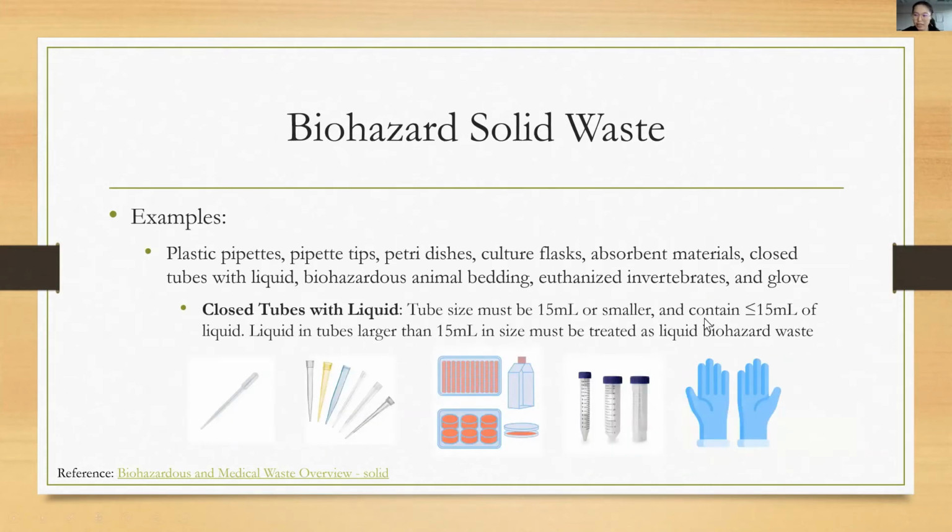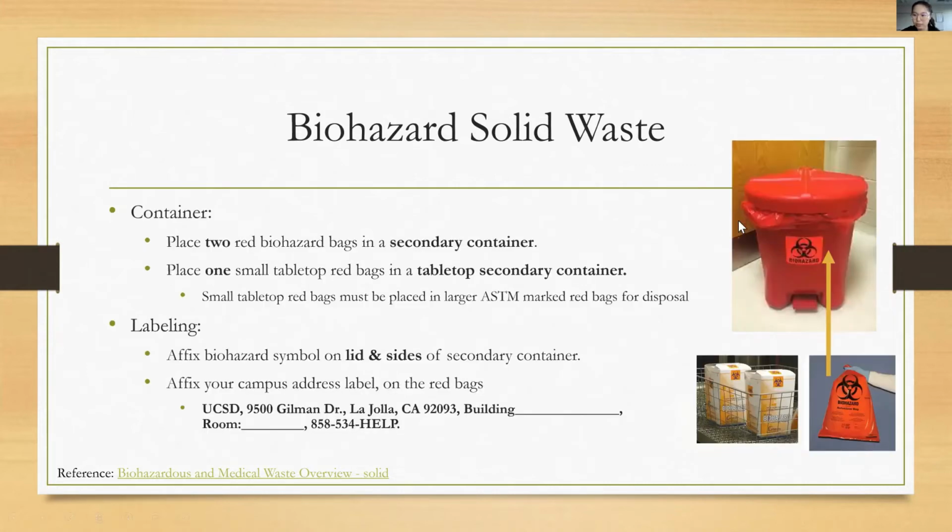For the solid waste, the definition is not only those petri dishes and culture flasks. It also includes any tubes that contain less than 15 milliliters of liquid. So if you have a tube that contains a small amount of liquid, feel safe to just dispose of it into the solid waste, which is this one.